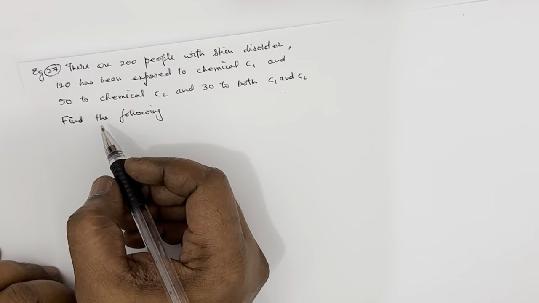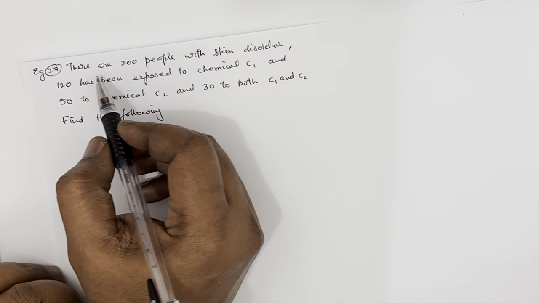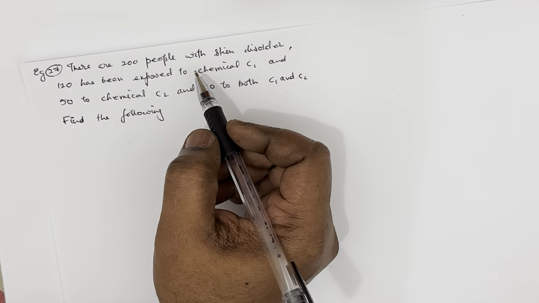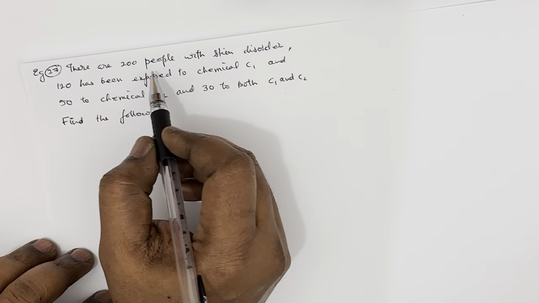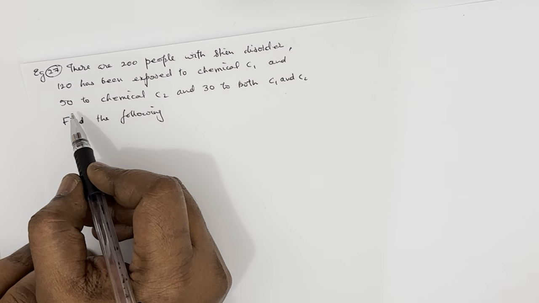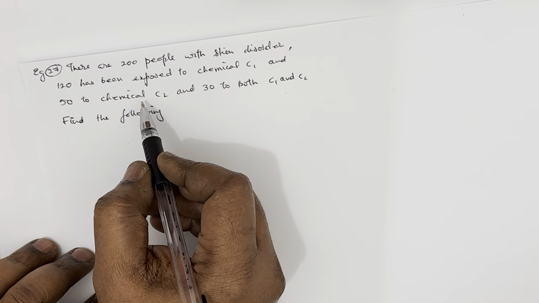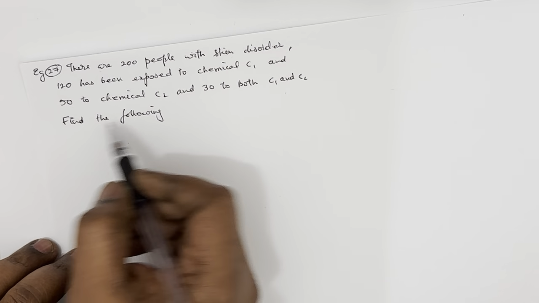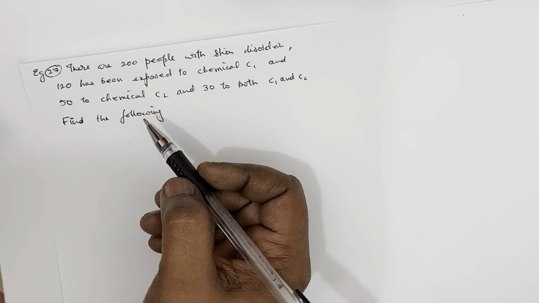Okay, now let's do the next one. Example 27. The question is: there are 200 people with skin disorder. 120 have been exposed to chemical C1, 50 to chemical C2, and 30 to both C1 and C2. We have three questions here, we'll do that.